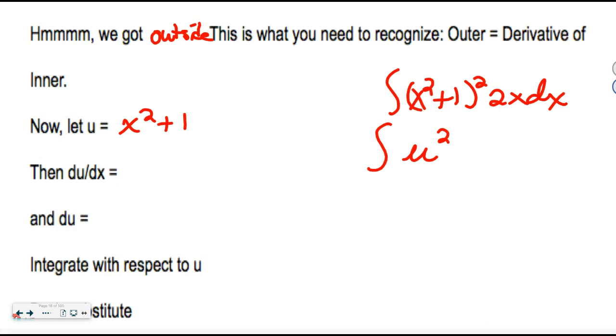Variable. You can't have two variables running when you have Calc 1 and Calc 2. Calc 3 will start mixing variables, but then they do double integrals. So there's an issue here in that we are calculus of a single variable. I cannot integrate u squared 2x dx. It can't fly. You need to have the exact same variable.